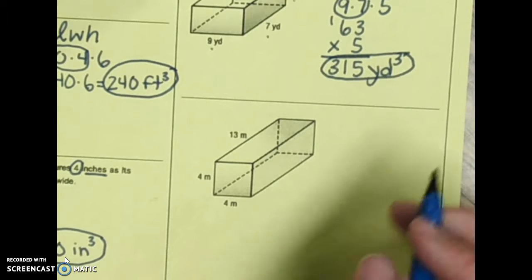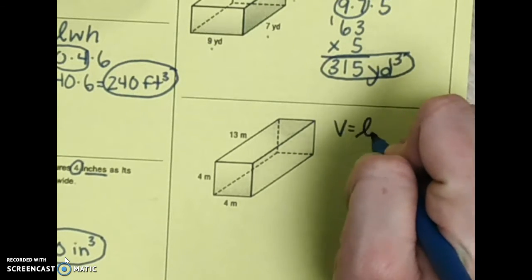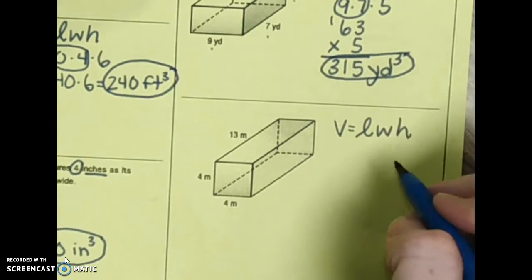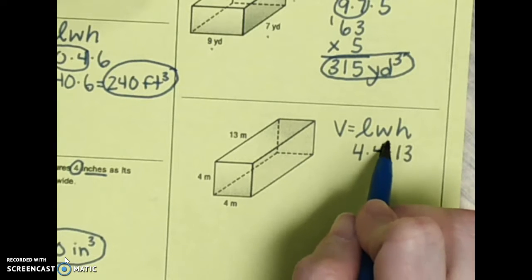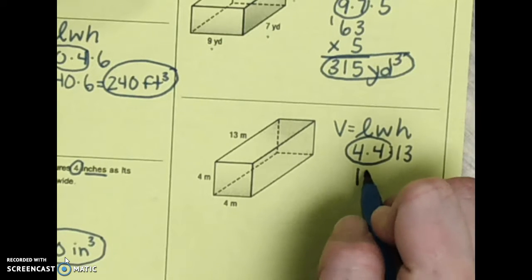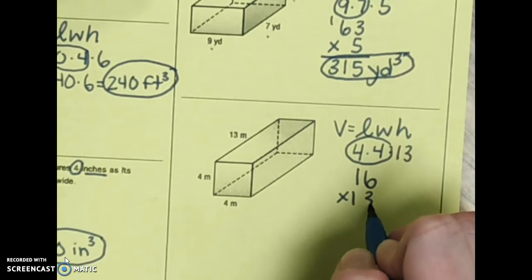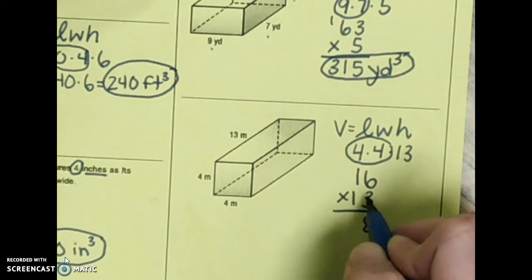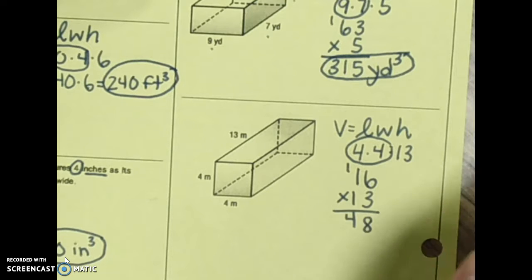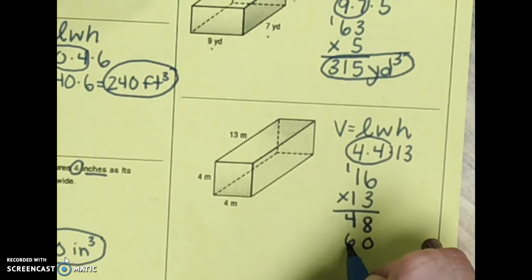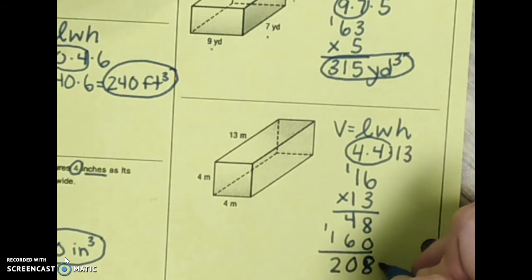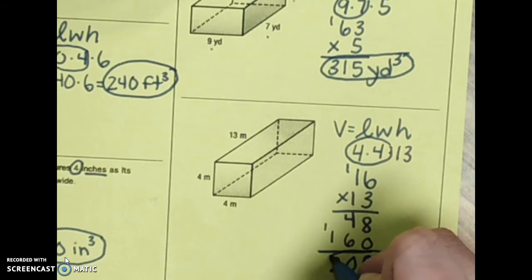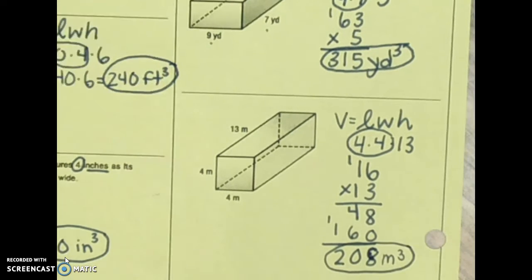Then our last one, we have volume equals length times width times height. So we have 4 times 4 times 13. I'm going to do 4 times 4 first because I know that's 16. And then 16 times 13. 6 times 3 is 18. 3, 4, 0, 6, 1. So 8, 10, 2. 208 meters cubed. And that's all you have to do.